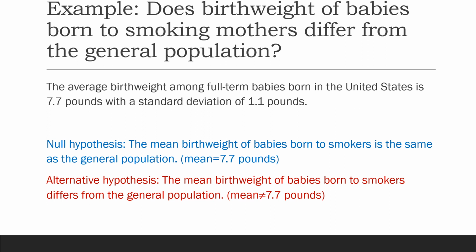Now remember, our first step in finding the power is going to be to focus on the null model, but first I'm going to need to figure out what kind of alternative hypothesis I'm interested in and get a little bit more information.